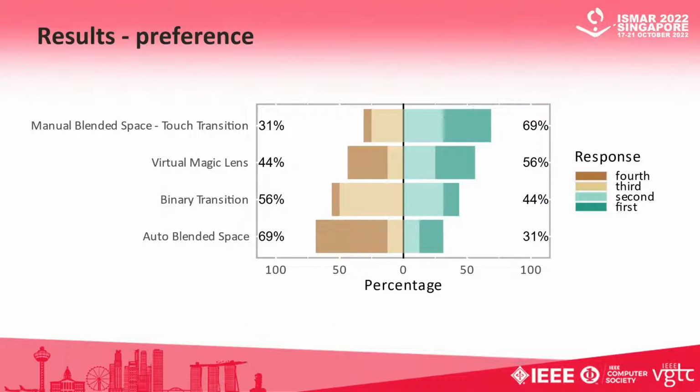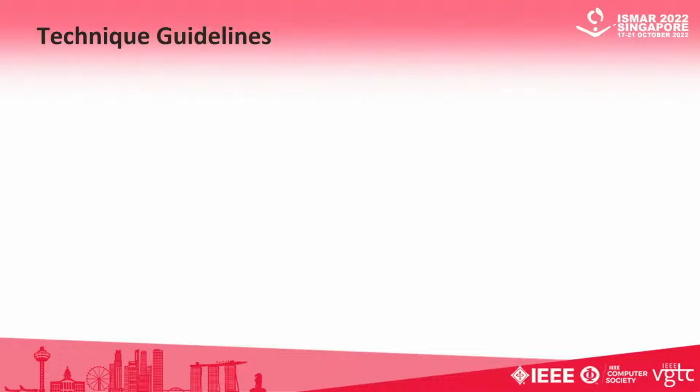And in this study, participants preferred the manual blended space because they felt it very easy to see both environments at the same time while still having good control over the transition. The feedback on the virtual magic lens and binary transition was the same as in the first study, whereas for the auto-blended space this time around, participants found it very easy to make mistakes with, which is why they preferred it the least. Based on these results, we defined some guidelines.